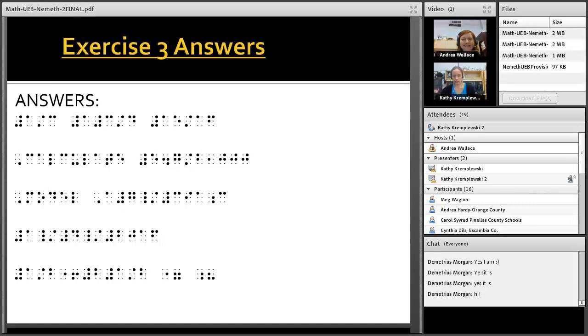Helps to turn the mic back on. The answers are pretty straightforward. About the only thing I would call your attention to is remember on the very last one, you've got the 1/2 plus. The plus sign cancels numeric mode, so you have to have another numeric indicator to do the 2 and 1/2. And then equals, and remember, because this lower symbol for the question mark could be mistaken as his, you need the grade 1 indicator.